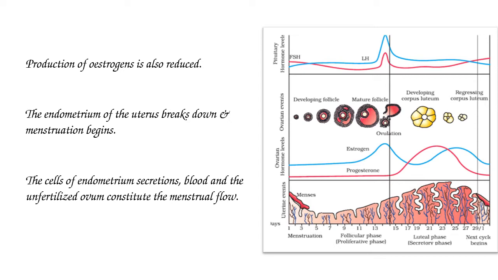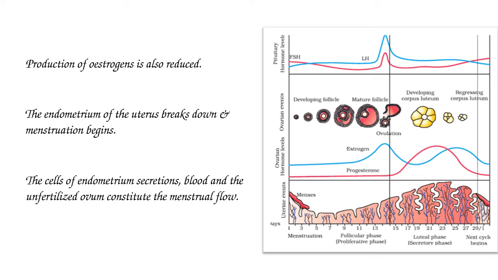The cells of the endometrium, secretions, blood, and the unfertilized ovum constitute the menstrual flow. So let's see the diagram.